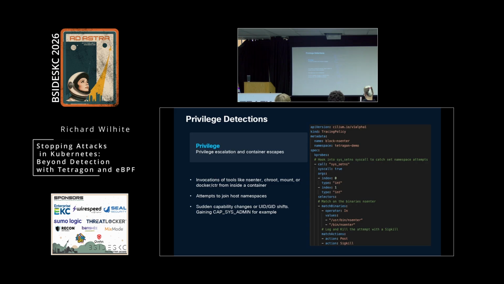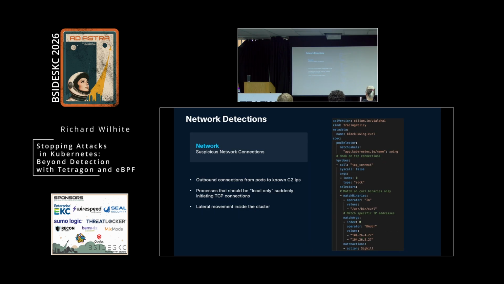The second pillar I talked about was privilege escalation, and these are things like invocation of tools like nsenter or chroot, attempts to join host namespaces, or sudden capability changes like gaining CAP_SYS_ADMIN. Again, I've got a tracing policy that I'll do my best to talk through here. Again, we're using a kernel probe, and while I've got kprobes up here as the examples, you can also use uprobes if you want to inspect user space activities. But we're looking for the setns or set namespace system call. We're looking for just a couple of binaries here for nsenter, located either in /usr/bin or /bin. And then again, we're going to log the activity and kill it.